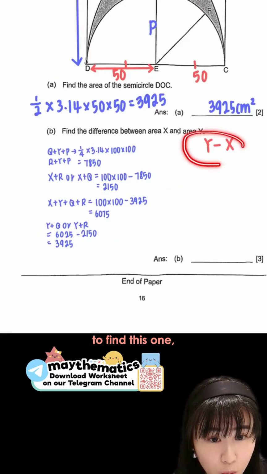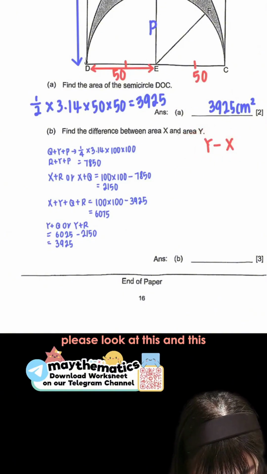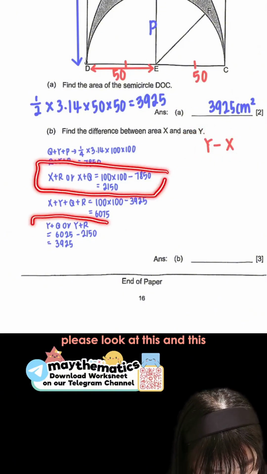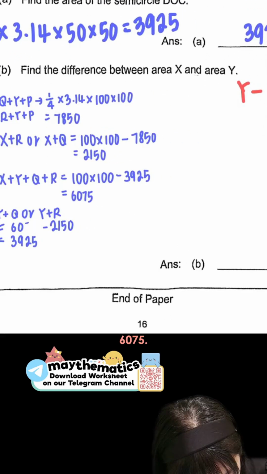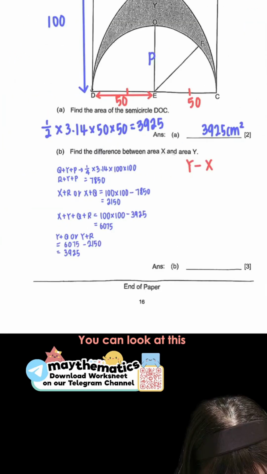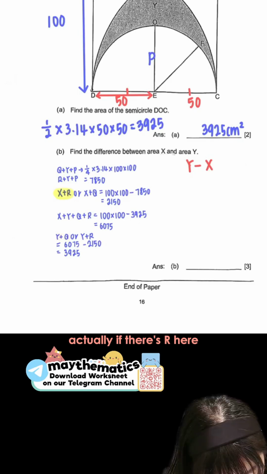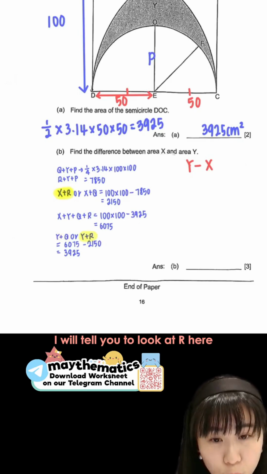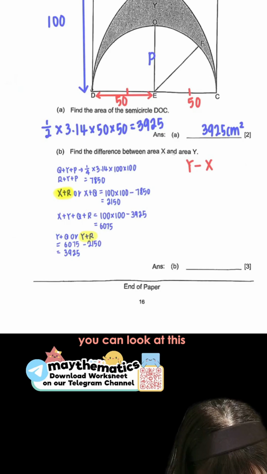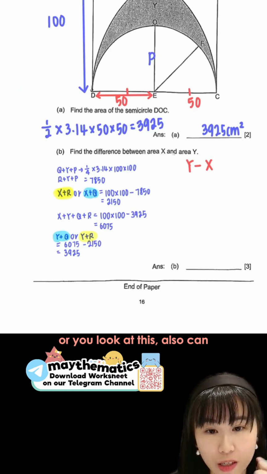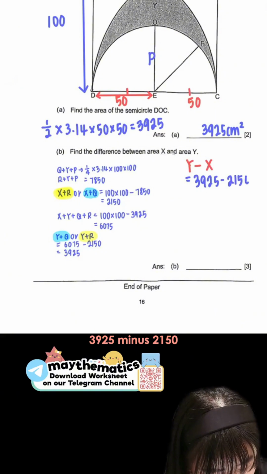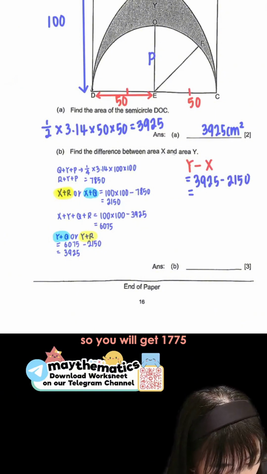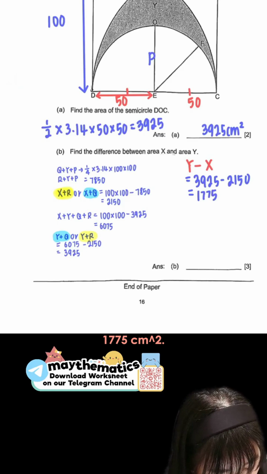To find this one, please look at this and this. Oh, 6075. Thank you, careless mistake right there. You can look at this and you can look at this. Actually, if there's R here, I will tell you to do R here. Or you can look at it like this, you can look at this or you look at this, also can. 3925 minus 2150. So you'll get 1775 cm squared.